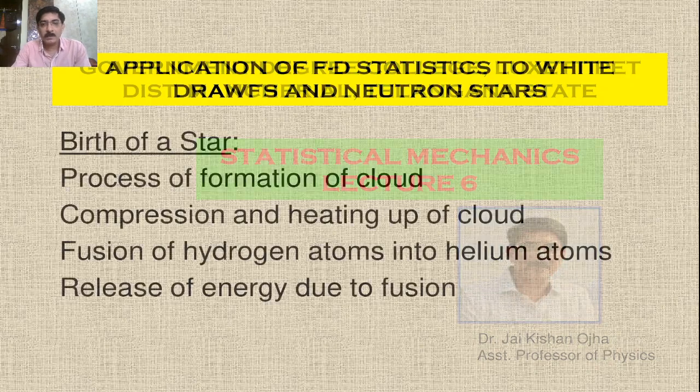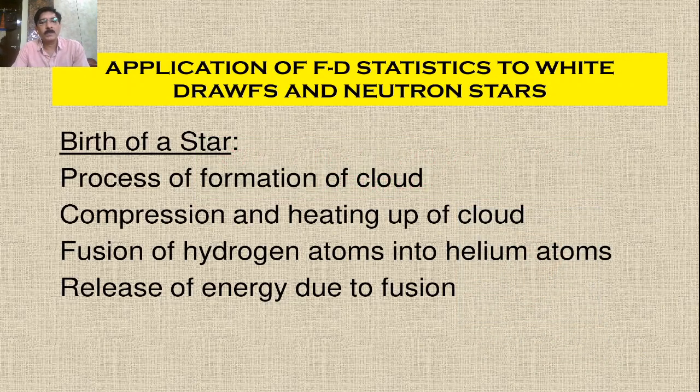So today we will see the next application, that is the application of Fermi-Dirac statistics to white dwarfs and neutron stars. So before going to what is a white dwarf, what are neutron stars, we should have some idea regarding the birth of a star and the death of a star, and what are the different processes through which a star can die. So first we have to see the birth of a star.